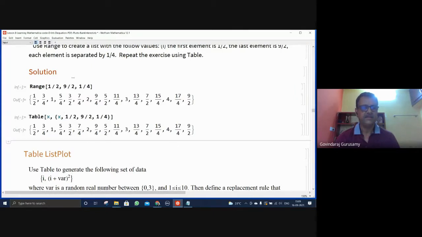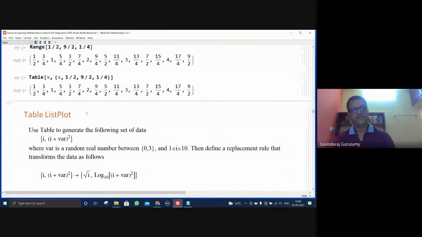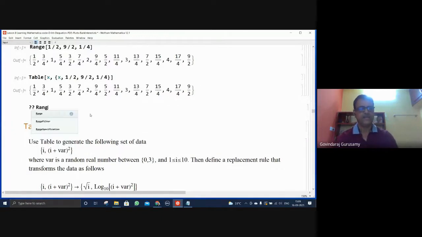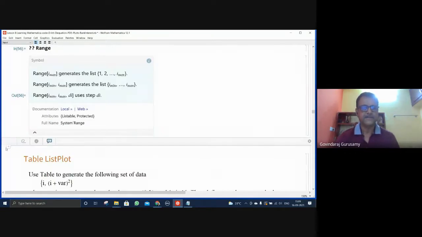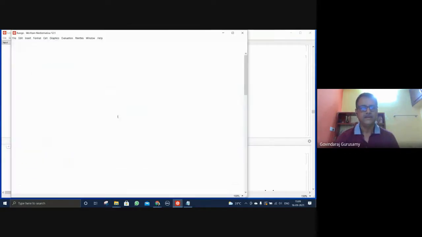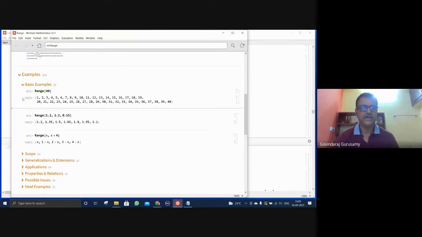There are very many options available for the range that can also be explored. You can see the options that are available for the range. You can see 1, 2, 3, 4 options are there. And this is all listed out here, and how to explore it. Range 4 gives 1, 2, 3, 4. Range 1 to 4, I have 1, 2, 3. And this is with the decimal: 1.2 to 2.2 incremented by 0.15, up to this 2.1 has been expanded.